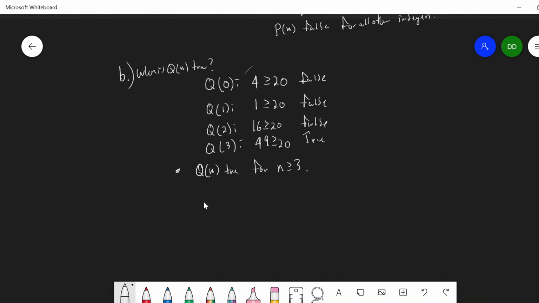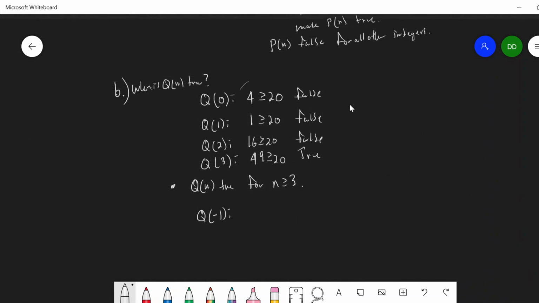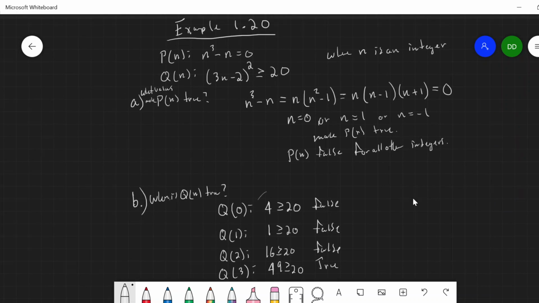So Q of -1 would be what? -5, wait, no, let's check that. -3 minus 2, yeah, that's -5 squared. That's 25. So we'd have 25 greater than or equal to 20. That's true. And just think about if I plugged in negative numbers less than or equal to -1, like -2, I'd get something even less than -5 here. When I square that, that'll be bigger than 20.